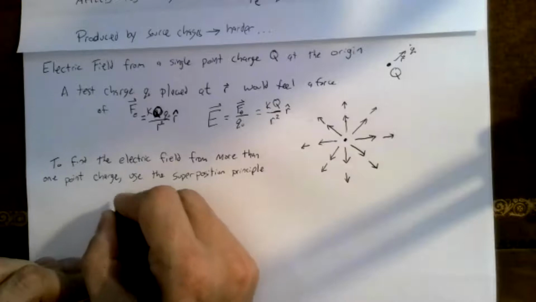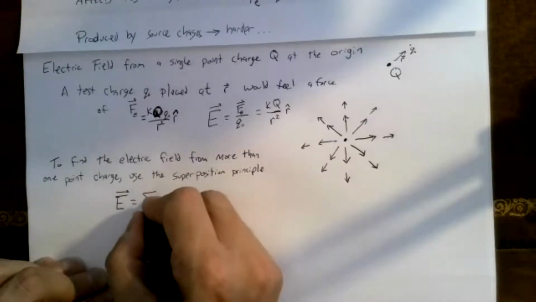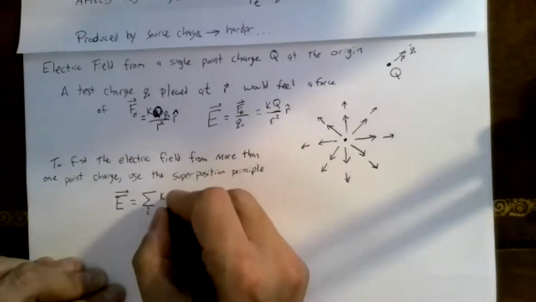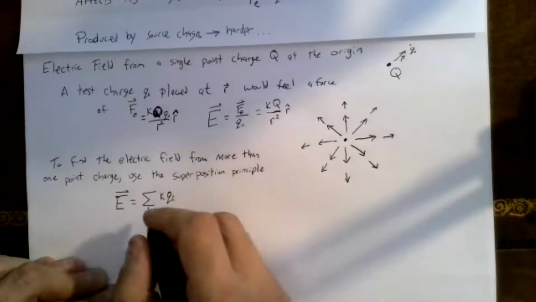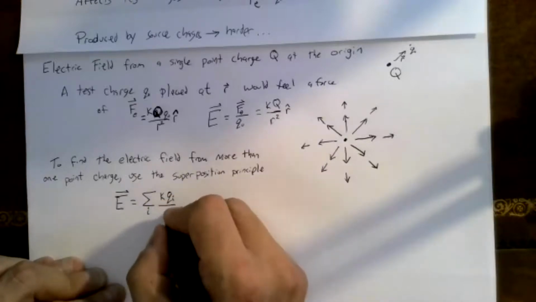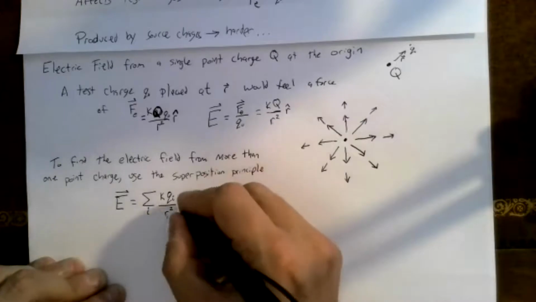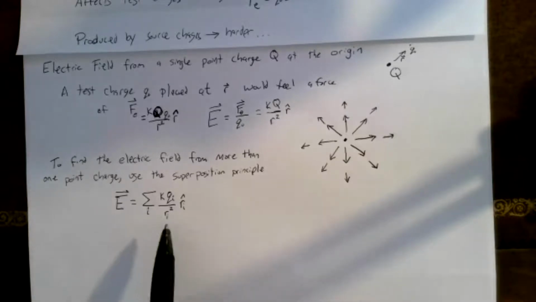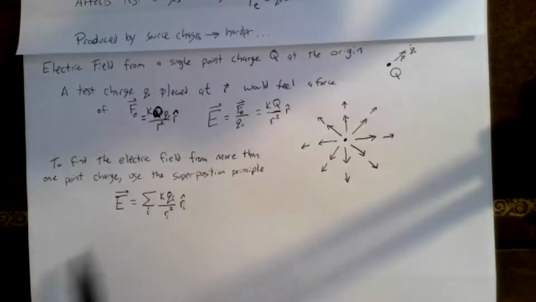So the electric field is going to be the sum, if we have I charges, of K times the ith charge over Ri squared times Ri hat. And we'll see, we're going to use that in an example in just a second. And so if there's two source charges, then it'll be a sum with two terms. If there's 100 source charges, it'll be a sum with 100 terms.